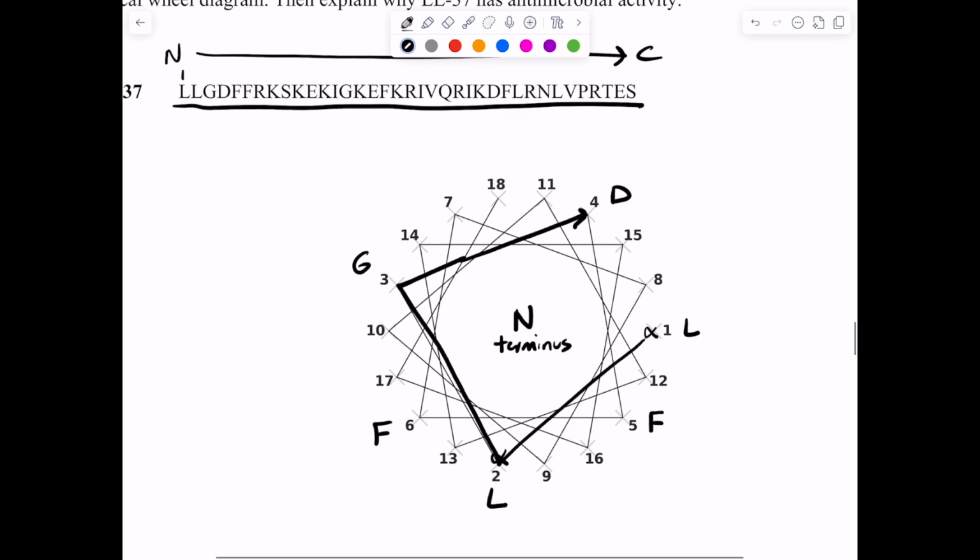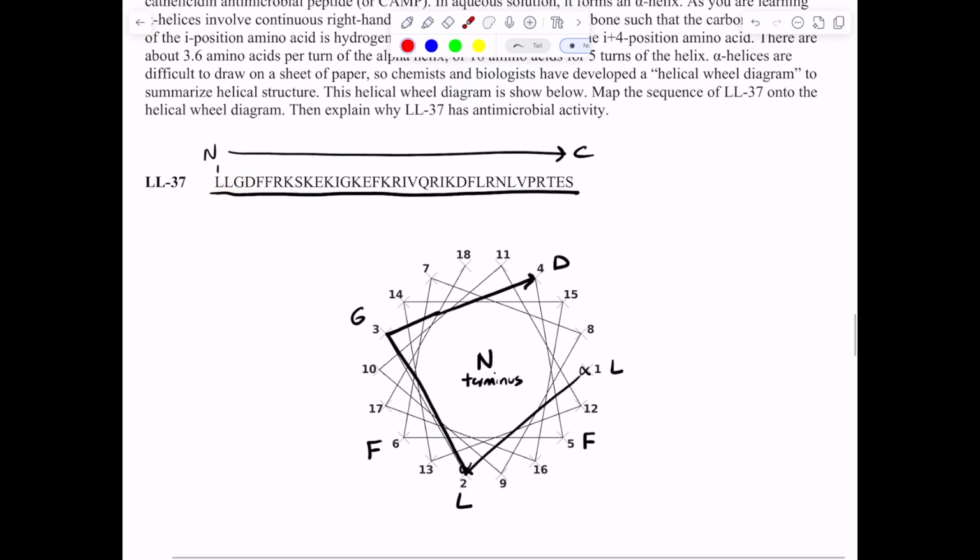And you go ahead and start writing the sequence on this helical wheel. This sequence is, I think, I don't know how long it is. Maybe it's 37 amino acids long. That would make sense. It's longer than 18. So when you get to 18, you're going to go back to 1 and then just write the second amino acid by that first amino acid. Does that make sense? And then just go on from there to 2 and 3 and so on.